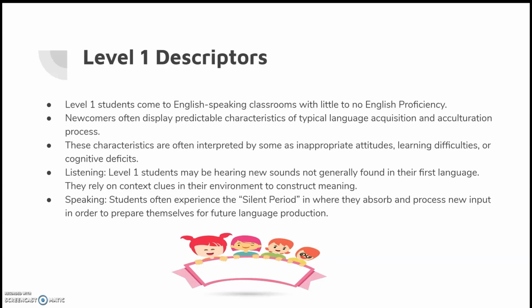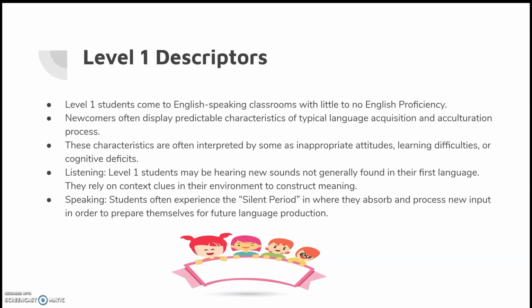Level 1 students come to English-speaking classrooms with little to no English proficiency. Many students who are Level 1 are often in a state of shock because the situations that they come from are different from U.S. classrooms. Newcomers often display predictable characteristics of typical language acquisition and acculturation process. Many times students try to integrate by copying the conduct of native speakers of English. These characteristics are often interpreted by some as inappropriate attitudes, learning difficulties, or cognitive deficits.